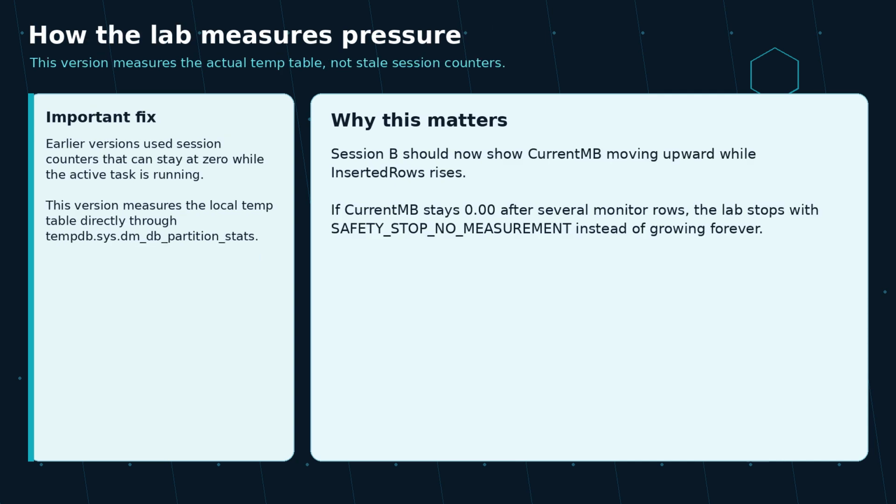The lab measures the reserved pages belonging to its own temporary table and converts those pages to megabytes. This value is written to the pressure log as current MB. During a healthy run, current MB should move upward toward target MB as rows are inserted. This is more useful than simply counting rows, because TempDB pressure is measured in allocated space. If rows increase but current MB remains 0, treat that as a measurement failure and stop the workload.